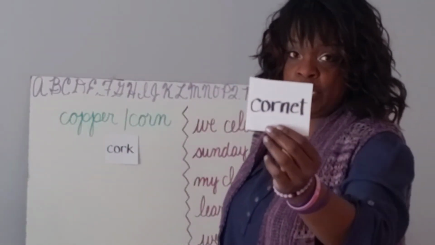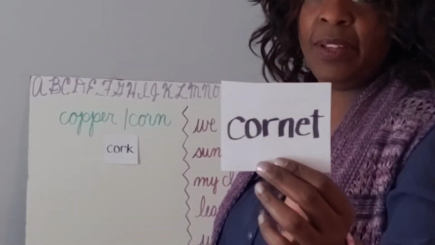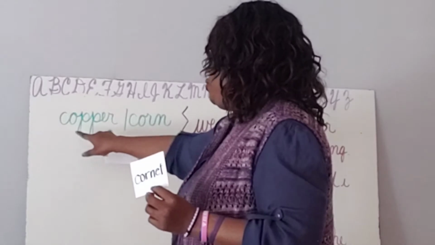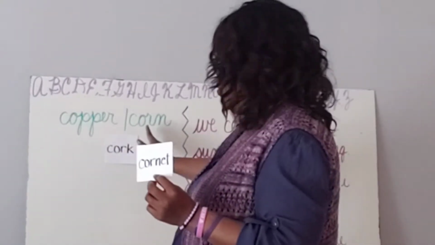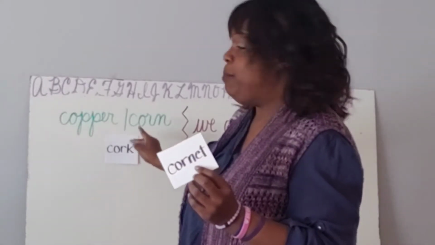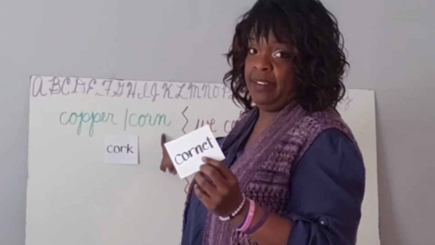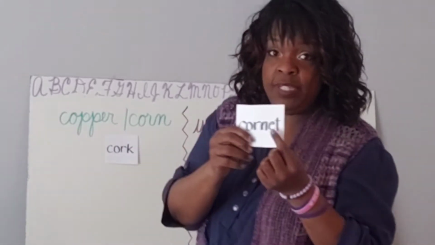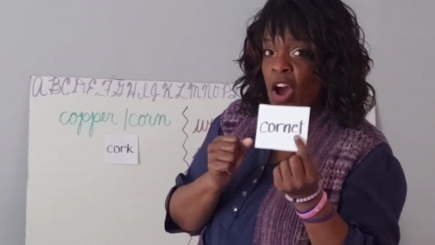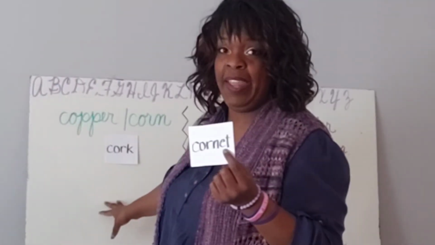What about this one? This word is cornet, okay? The first two letters are the same, so we go to the third letter. Oh, there's an R, but then there's an N, but this ends at N. This word goes to E after the N. Would I find cornet on this dictionary page?